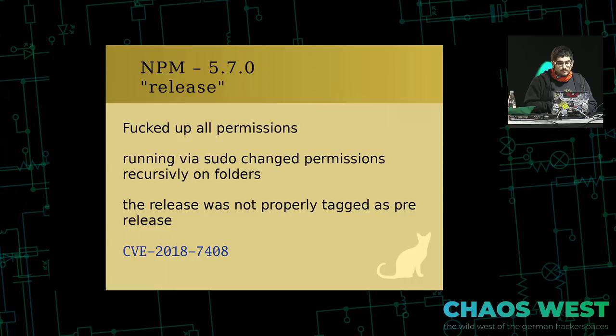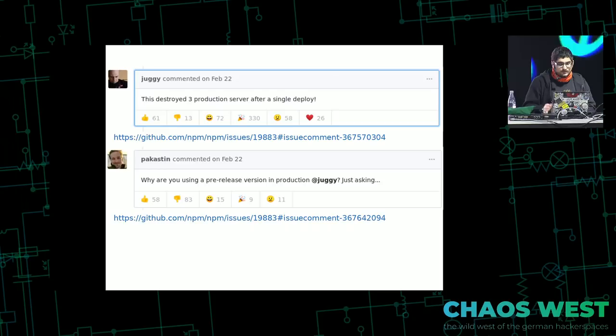And that's the CVE number down there. I checked out the GitHub issue for that, and it was quite funny, and some crying was also involved. The first comment was, this destroyed three production servers after a single deploy. Then the next guy says, why are you using a pre-release version in production? Just asking. But the problem was, it wasn't released as a pre-release, and he didn't know it was a buggy pre-release. So it's not his fault that the update destroyed three production servers. There are even more comments, but those are my two favorites about this issue.